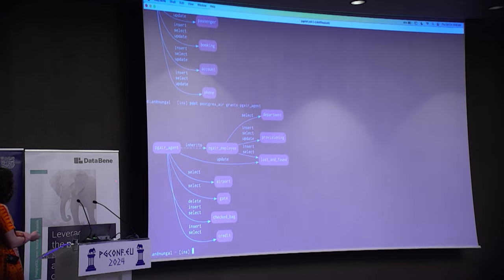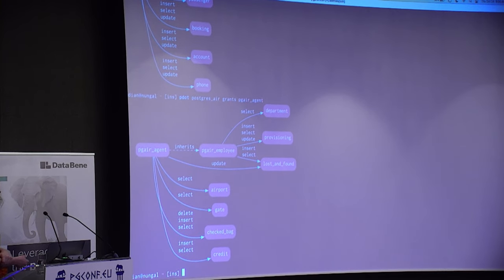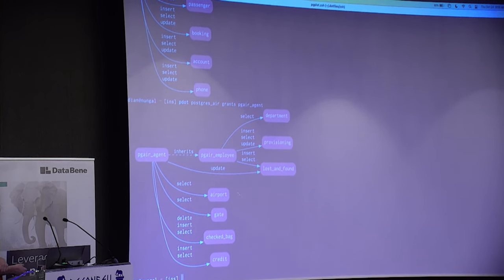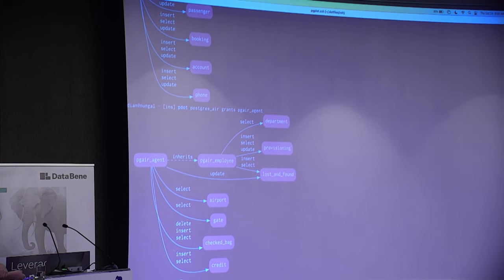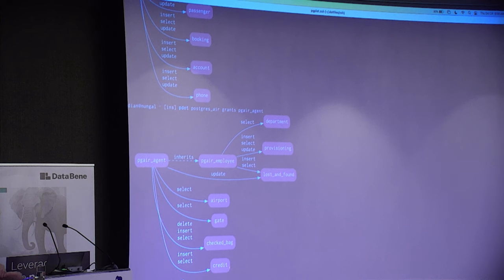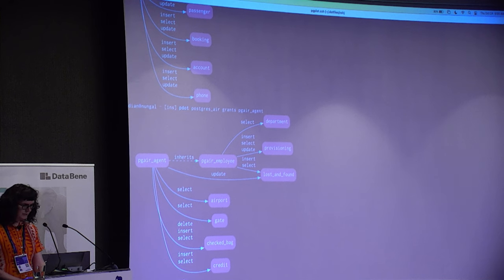You can see that agent is a class of employee. It inherits permissions from that and then adds some of its own. So only agents are able to manage check bags, give you credits, and they have extra select permissions in order to do gate agent things. So that's the full gamut of what graphs PDOT is able to present.